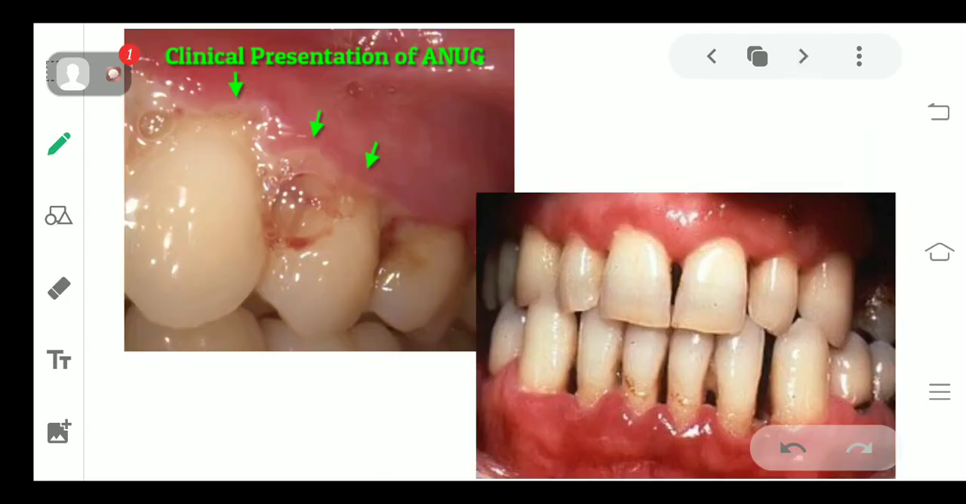Moving ahead, here you can see some of the clinical presentation of ANUG, through which you can see that there are ulcers and bleeding from the gingiva, and the most appropriate and most focused thing is the redness. Can you see how inflamed and red this area is? This is a characteristic feature of ANUG, especially in sites like the gingival margin, crest and the interdental gingiva.